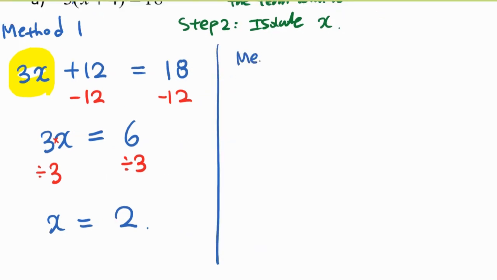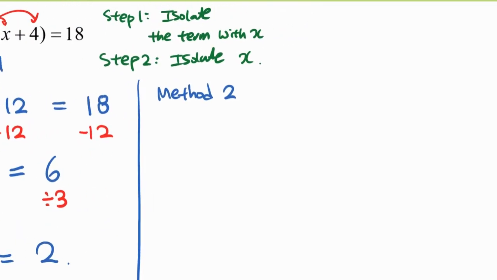And method 2. Okay, method 2, we're not going to distribute it. We're not going to expand. Instead of that, we're going to get rid of the multiplication first. Okay? So what we're doing is isolate the bracket and isolate x.